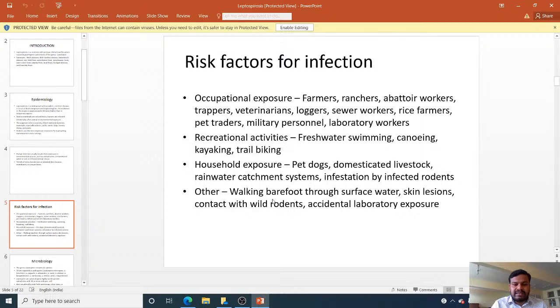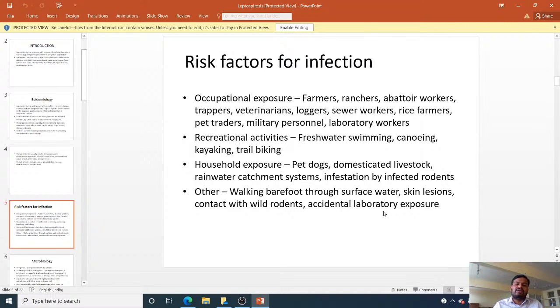And others are barefoot walking. If the soil is infected with animal urine or anything, the leptospira can live for a long time in the soil, depending upon the pH of the soil. So you should remember that if the patient is walking barefoot and has any cuts or sores or ulcers on his foot, then he might take up the infection and can be infected. So skin lesions, contact with wild rodents, accidental laboratory exposure.